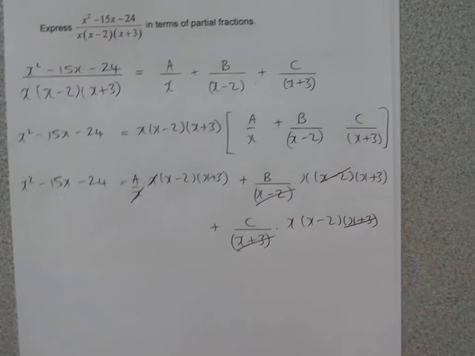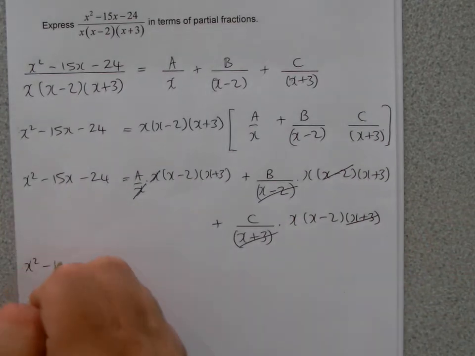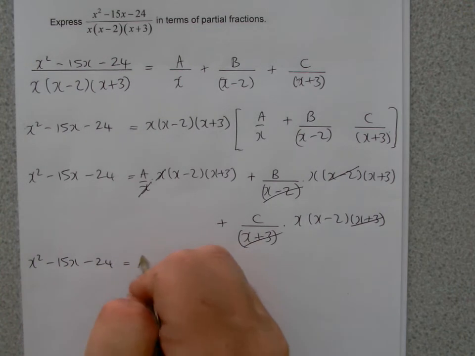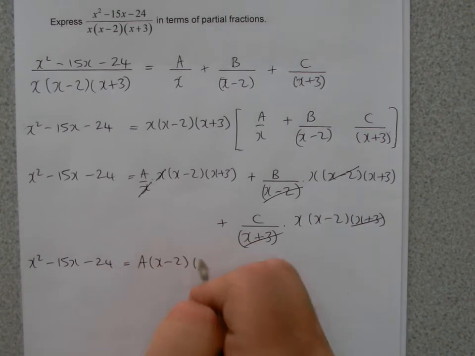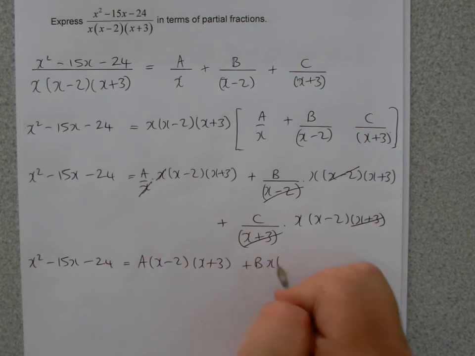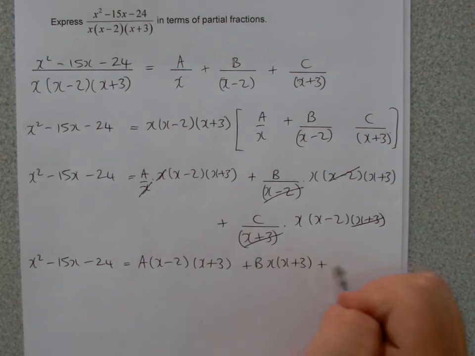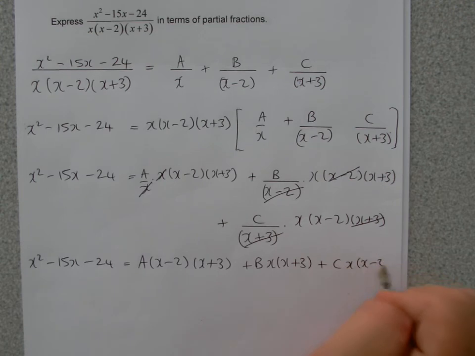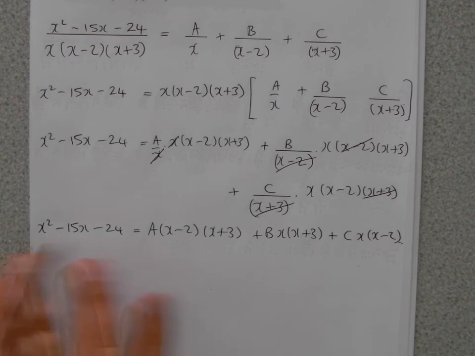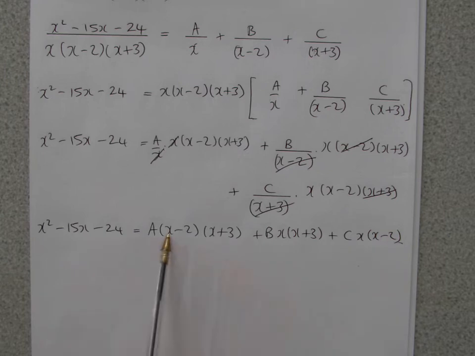So you're left with x squared minus 15x minus 24 equals a times x minus 2, x plus 3, plus b times x plus 3, plus c times x minus 2. So there you go, there is your equation, and we need to work out now what a, b and c are. It's your choice what to go for first. You might think about setting x to be 2, for instance.